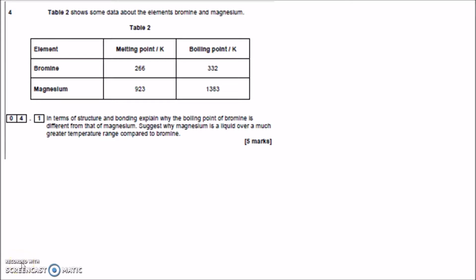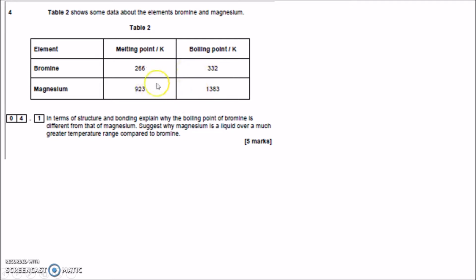Question 4. We've got some data about the elements bromine and magnesium: melting points and boiling points. Explain in terms of structure and bonding why the boiling point of bromine is different from that of magnesium. If we have a look at it, bromine's a lot lower in terms of melting point and boiling point.